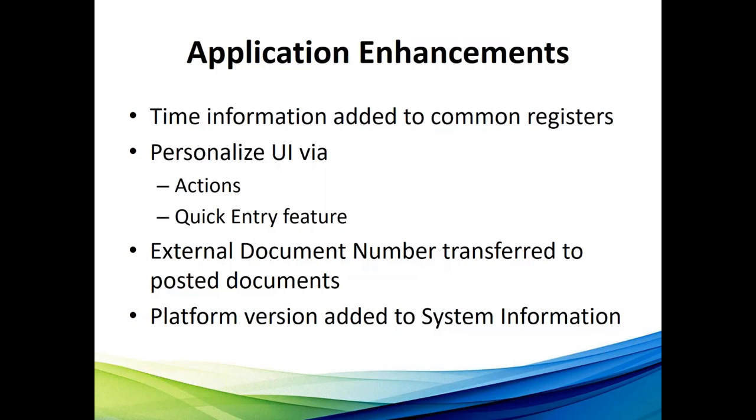External document number has been transferred to posted records. Platform version added to the system information. So when we go to help, and again, I'll talk about this and demo it as well, there's a way to pull out from your system what the system app and the application app versions and build numbers are for us.